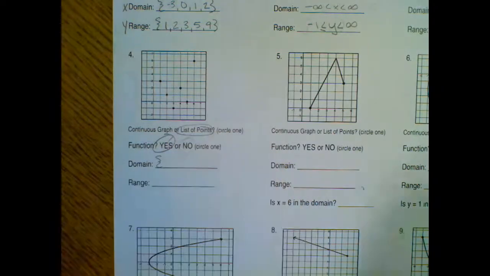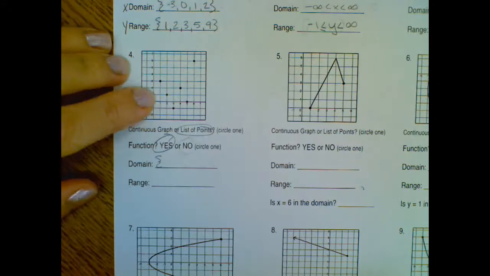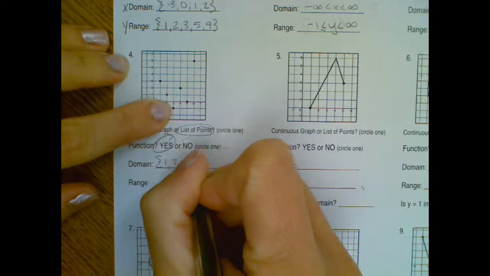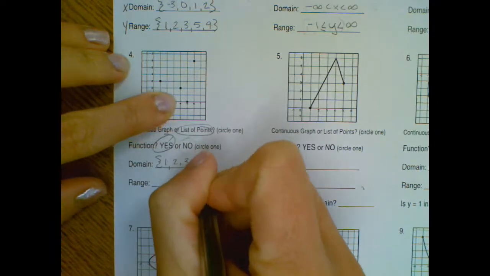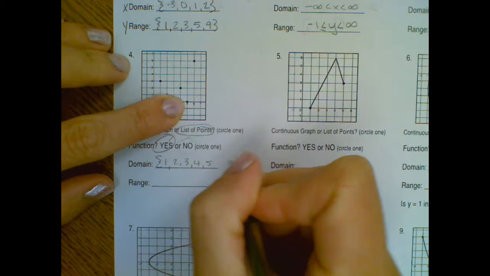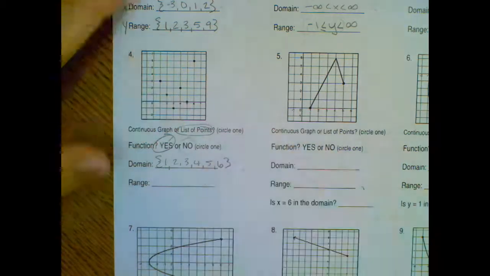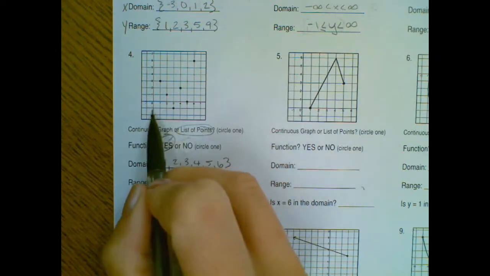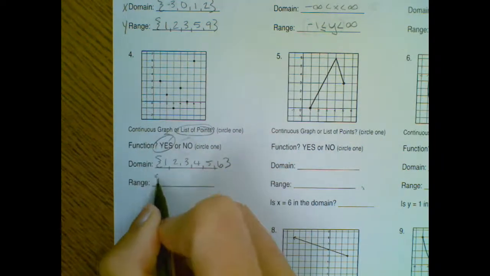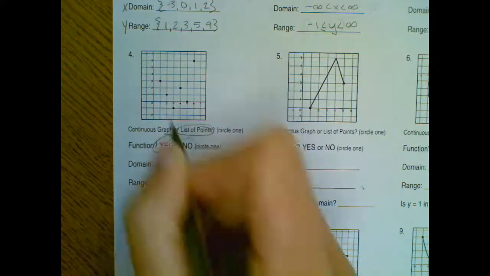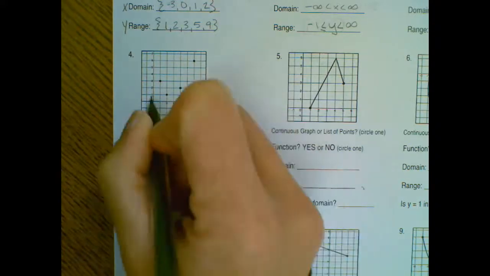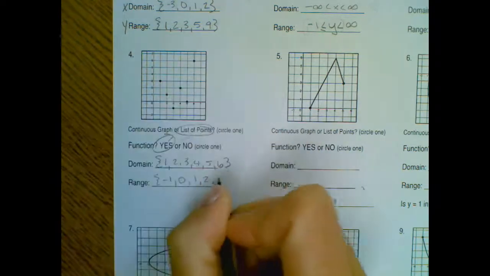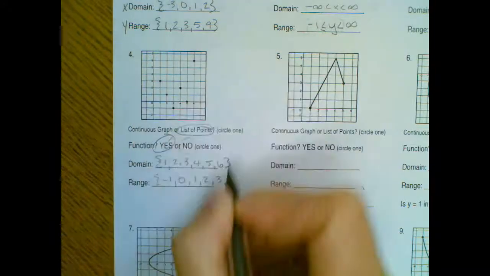We're going to go ahead and list our domain, which is the list of all x values. So we have a point at x equals 1, 2, 3, 4, 5, and 6. And then our range is all y values. So we have a point starting at -1, 0, 1, 2, 3, and up here at 6.